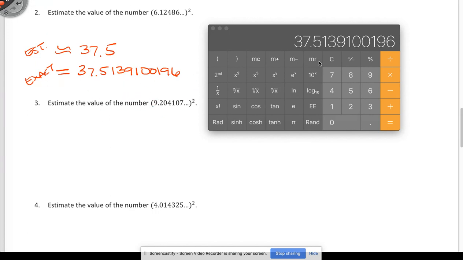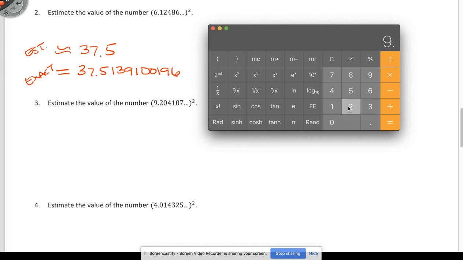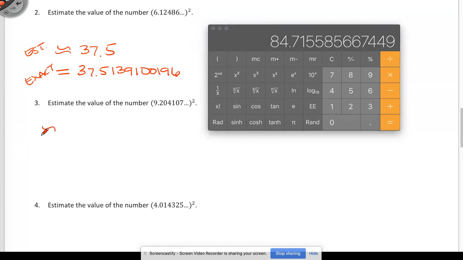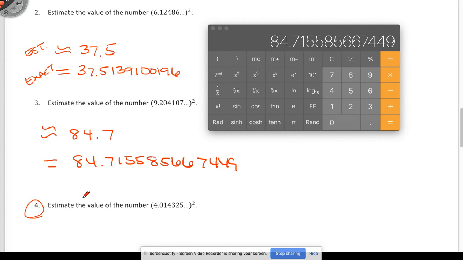Let's try the next one. We have 9.204107, and let's square that. And I'm going to say my estimate on this one is 84.7. What the calculator actually said was 84.7155856674449. All right, I want you to do number 4. Give me the exact and then give me the estimate. And that will conclude this video tutorial.